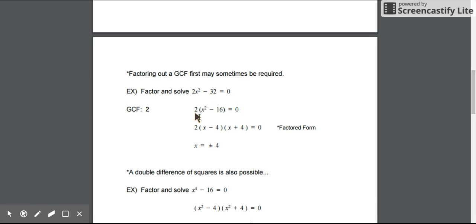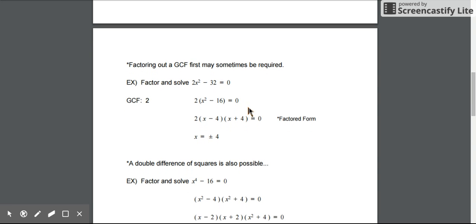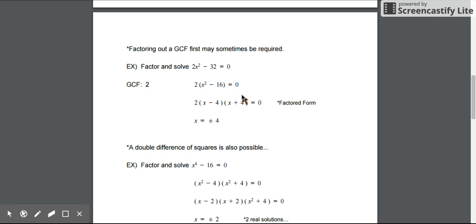Again, we can check our work by distributing. So 2 times x squared is 2x squared. 2 times negative 16 is negative 32. So we can always verify as we're factoring that we're going along in the correct way. So now we have a difference of squares. X squared minus 16 is our difference of squares. We're going to use our pattern to factor that.